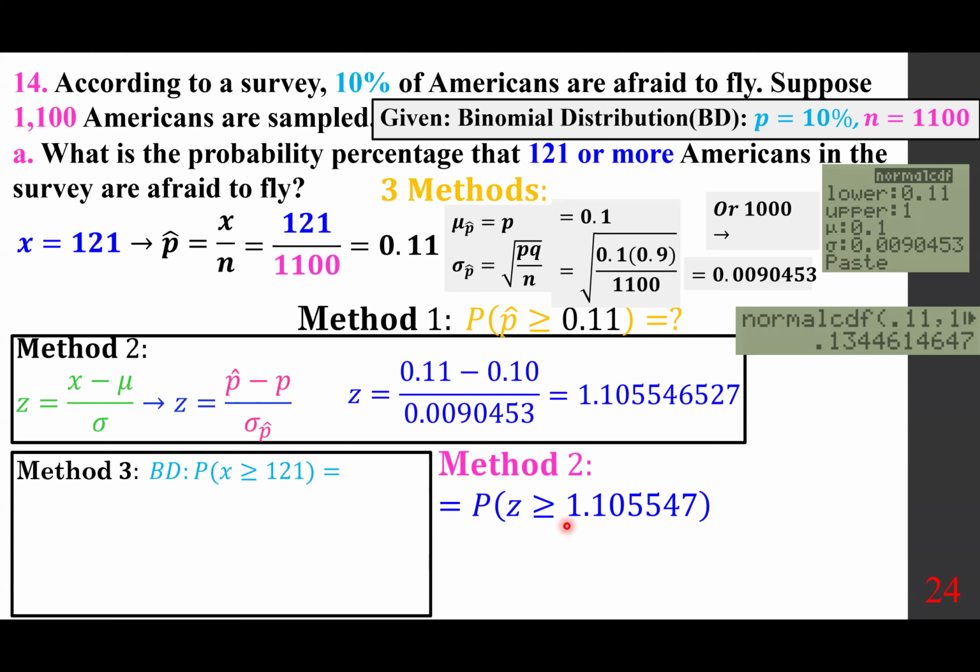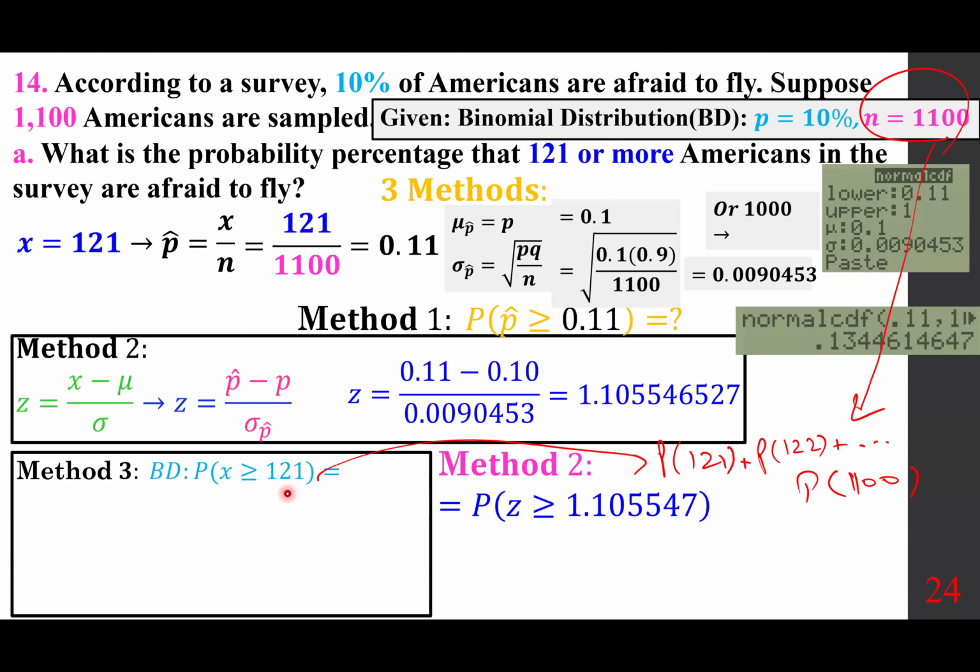Method 3, we use BD, probability of x larger than or equal to 121. It means probability of x equals 121. I want to make sure we understand. This means probability of x equals 121 plus probability of x equals 122 all the way to the probability of x equals 1100. So of course, that's way too much.